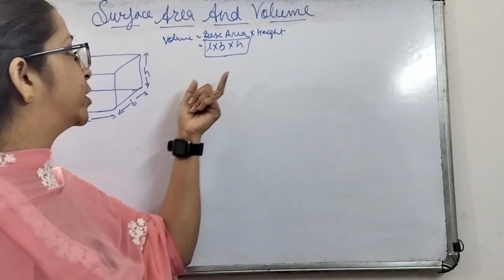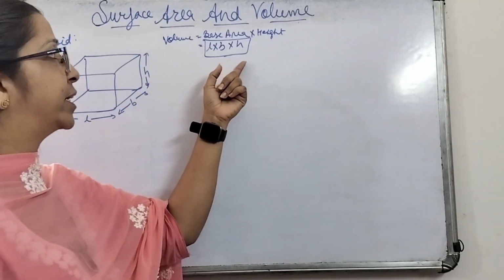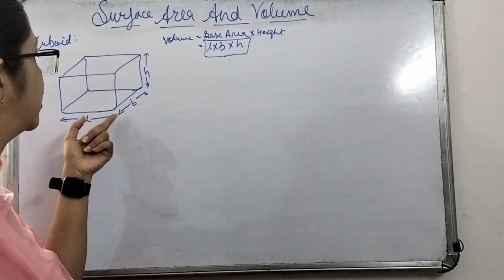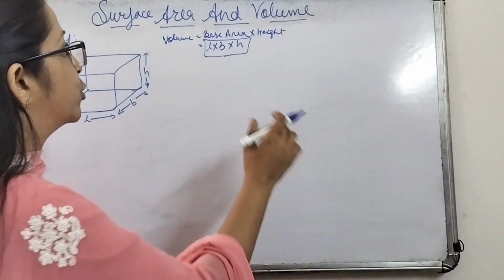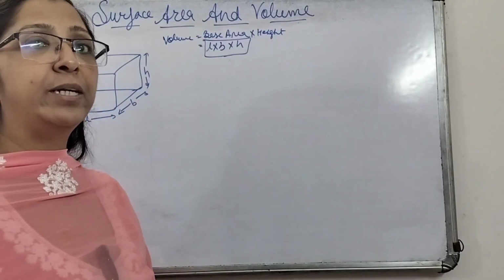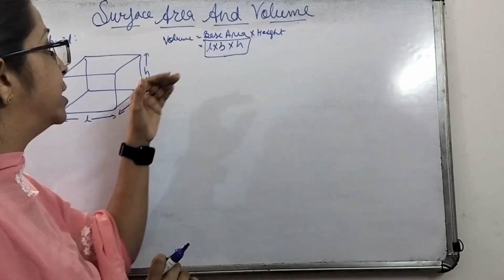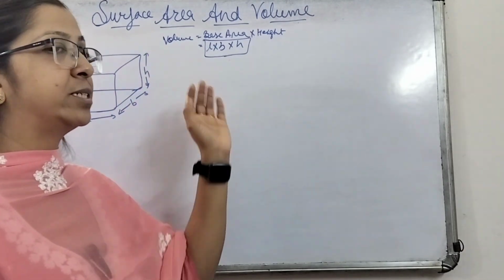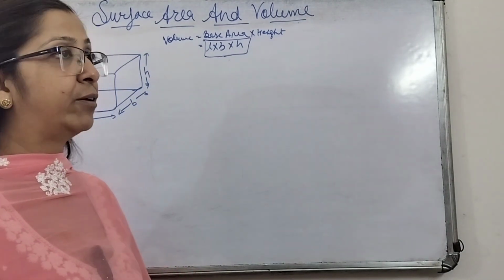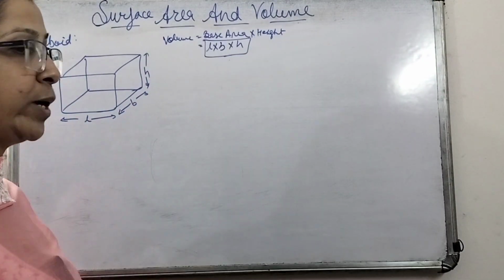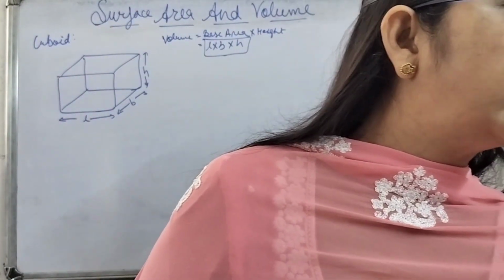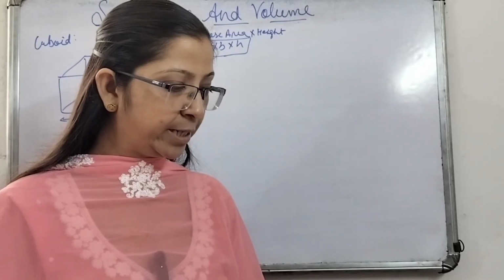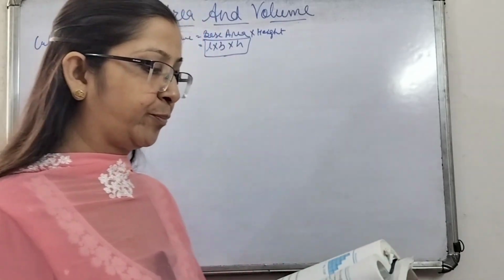Over here, because we are using all 3 dimensions in multiplication, its unit will be cubic units. If these dimensions are given in centimeter, your volume will be in cubic centimeter. If these are given in meters, then it will be cubic meters. So volumes always have cubic units. Now let's see how to solve questions based on this concept. Let's take questions from exercise 13.5.